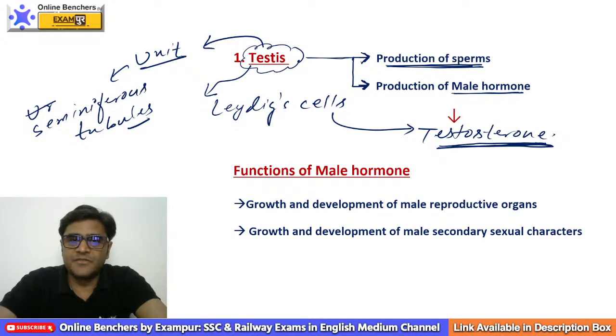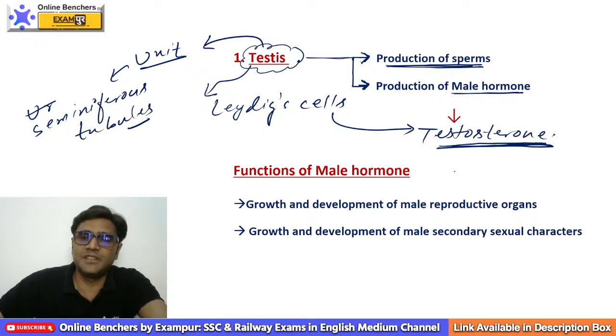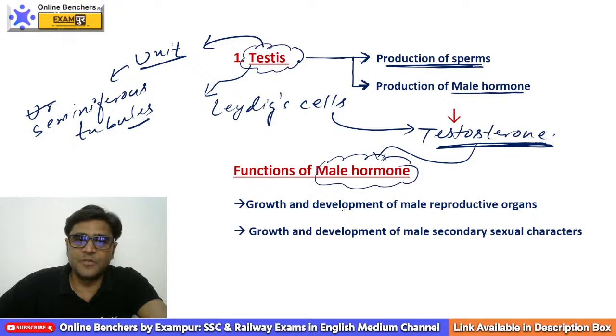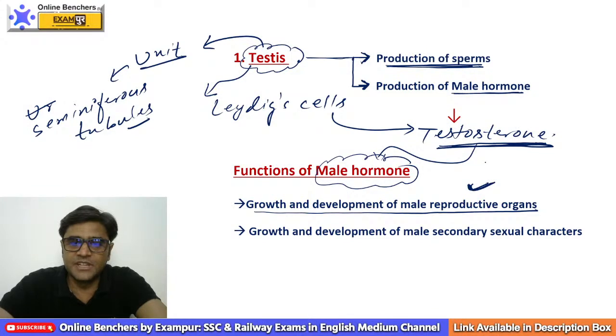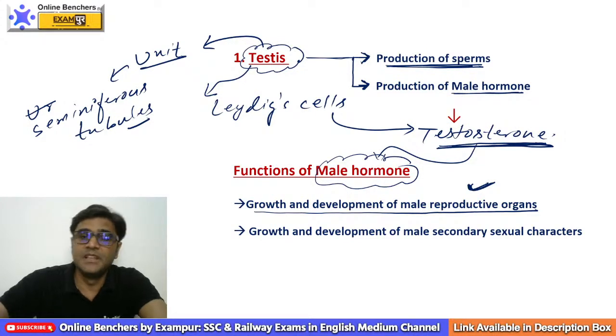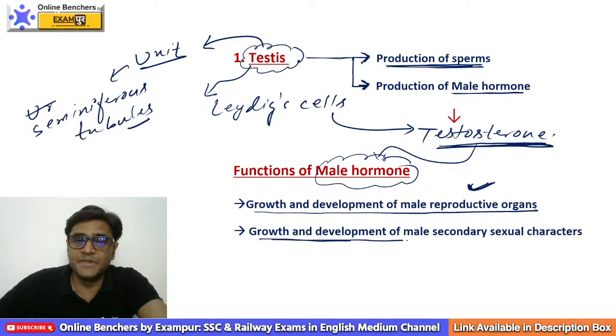So what are the functions of testis? It takes part in production of sperms. It also secretes a male hormone which is known as testosterone. Now we are going to discuss the functions of male hormone, that is testosterone. Testosterone takes part in growth and development of male reproductive system, and it also takes part in growth and development of male secondary sexual characters.